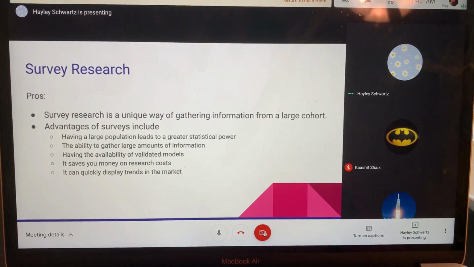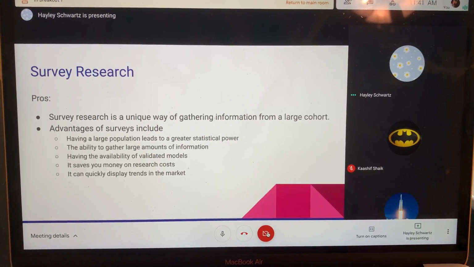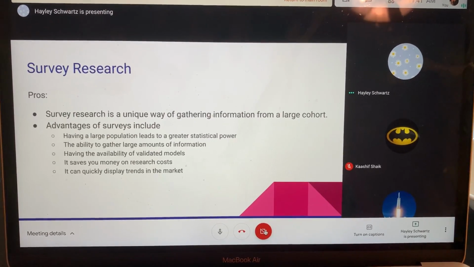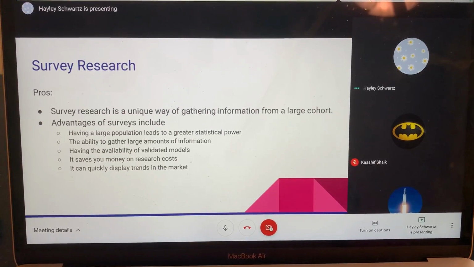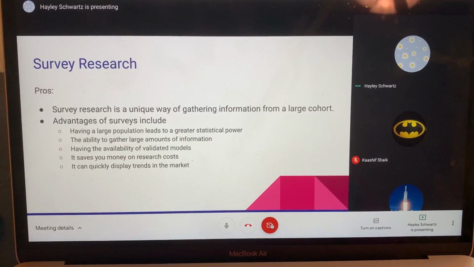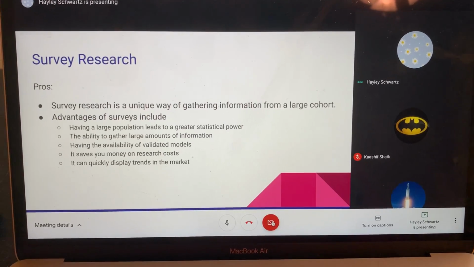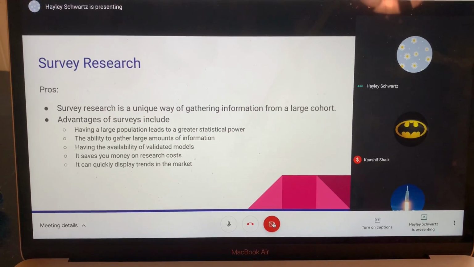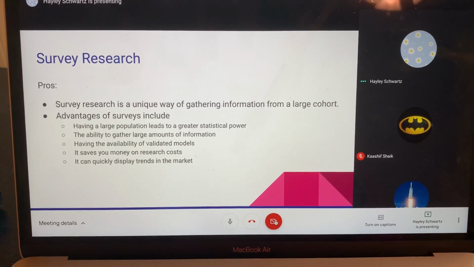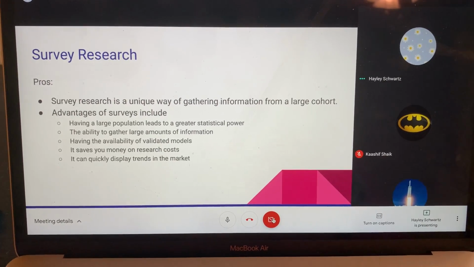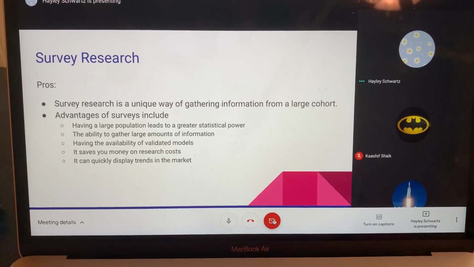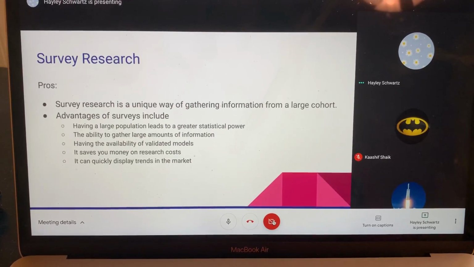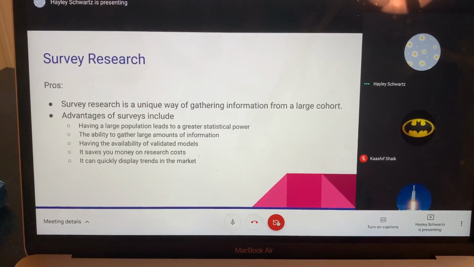Some of the pros of survey research: overall, it's a pretty unique way of gathering information from a large group of people, or a cohort. Some advantages include that a large population leads to greater statistical power. Surveys also usually have the ability to gather large amounts of information. There are also many validated models already available for you to use. It saves you money on research costs, and it's usually pretty quick and easy to make surveys. And it can quickly display trends in the market.